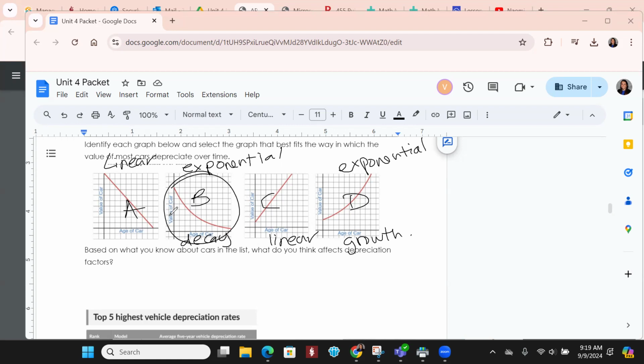Okay. So when you buy a Tesla and you drive it off the lot, it already drops 50% of its value because somebody has driven it. Okay. So based on what factors you know about a car in the list, what do you think affects depreciation? So just like what you said, wear and tear, and also reputation of the manufacturer.